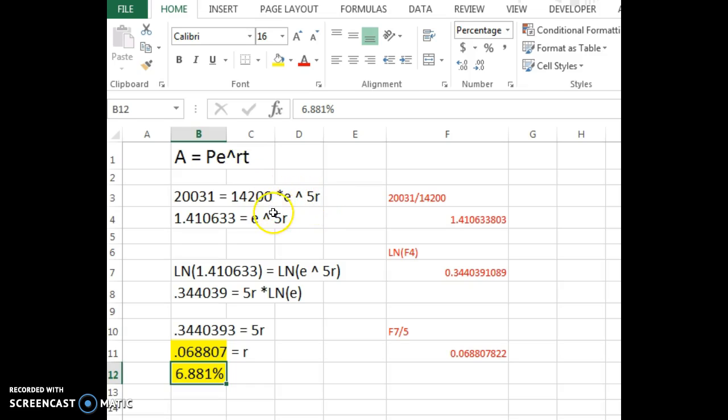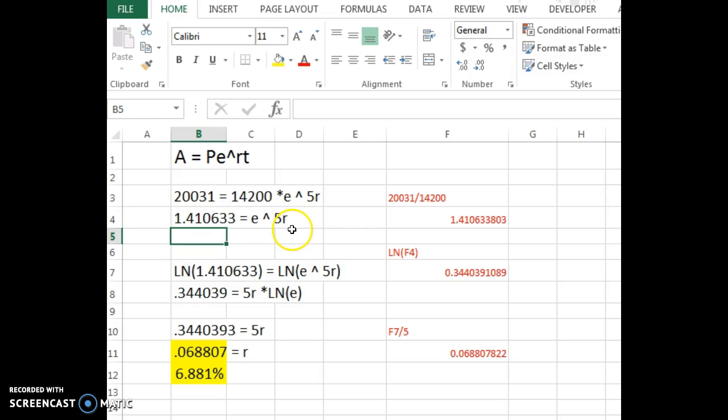So to solve, we need to first divide both sides by this value. And when you do, you get this. And again, we don't want to round until the end. So I put it in here so I can work the formula out, but I'm going to refer to this exact cell when I do further computations.